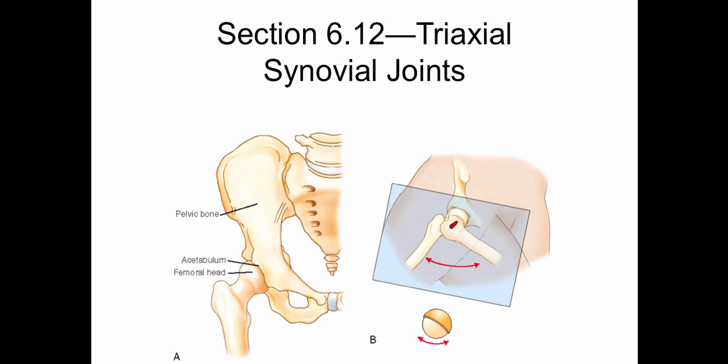Triaxial synovial joints are ball and socket joints. One bone has a convex ball that fits into another bone's concave socket. 2 examples are the shoulder joint and the hip joint.